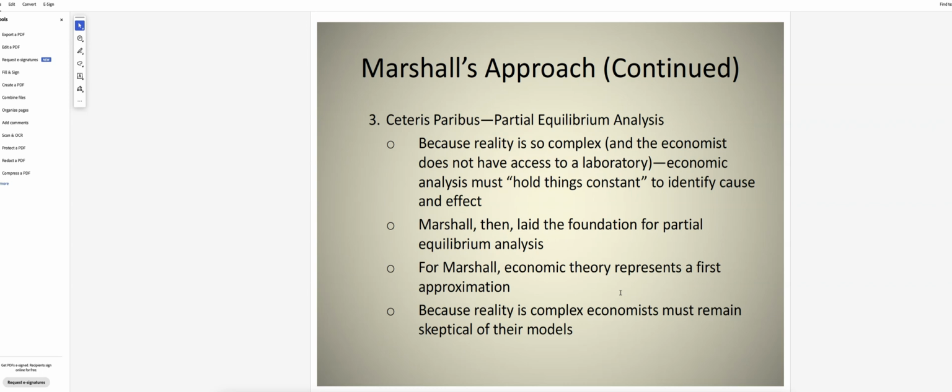Now, Marshall doesn't believe that economics on its own will be able to talk about all that's happening in reality. Rather, economic theory is just that first approximation. It's a first guess at what the impact will be from a change occurring. The economist, for Marshall at least, should be broadly trained. And the broader training they have, the more skeptical they'll be that economics has all the answers.